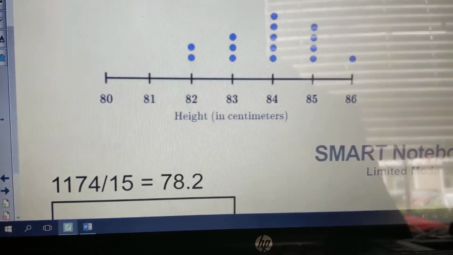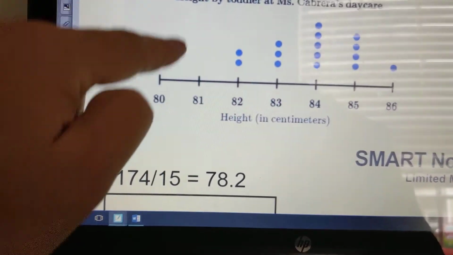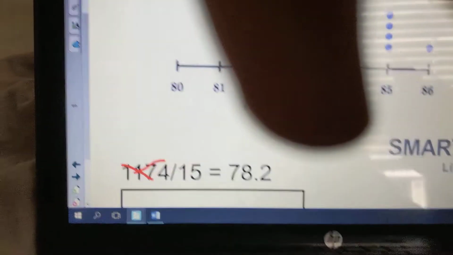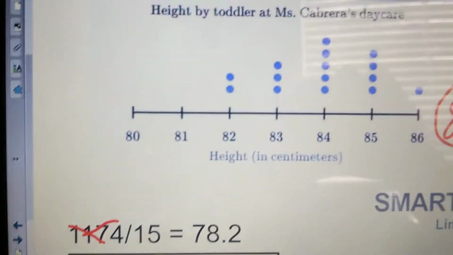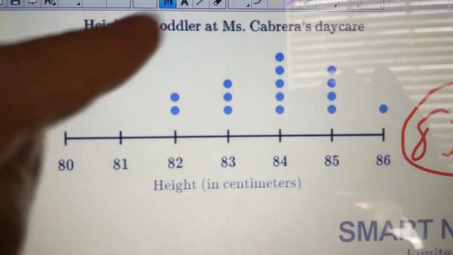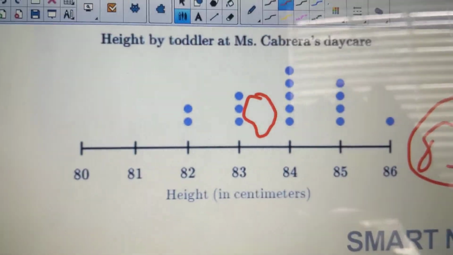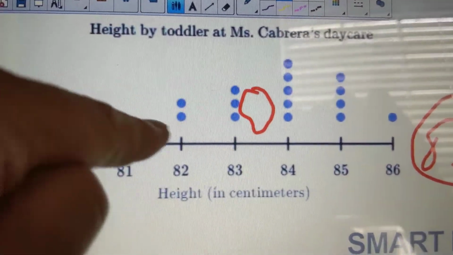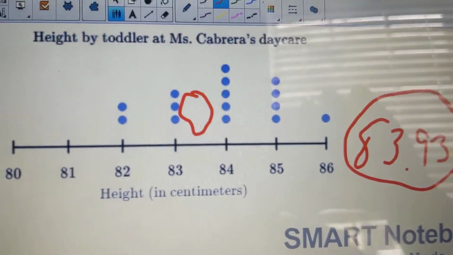So hopefully you added those up and saw that it actually was 1,259, the sum there. It was not 1,174, giving you an actual average of 83.93. And that answer makes a lot more sense because the average score should be somewhere in this area because we have 5 scores that were more than 84 and 5 scores that were less than 84. So our average should be somewhere right around 84.